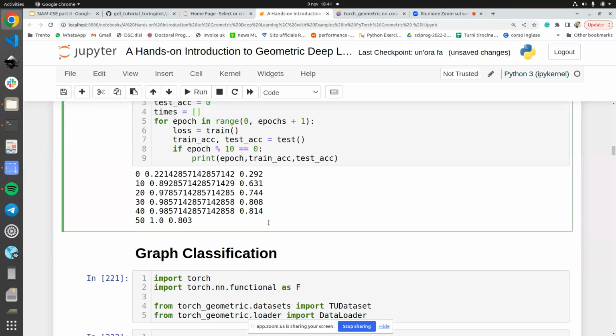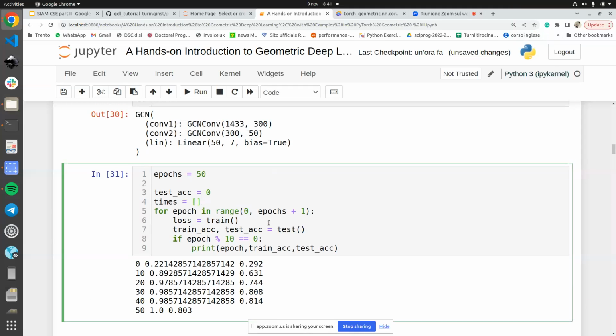So you don't need in your model like the pooling layers? Okay, we are going to use the pooling layer when we are going to handle the graph classification task. Thank you for the question. Indeed, the next example is going to be through the use of pooling.